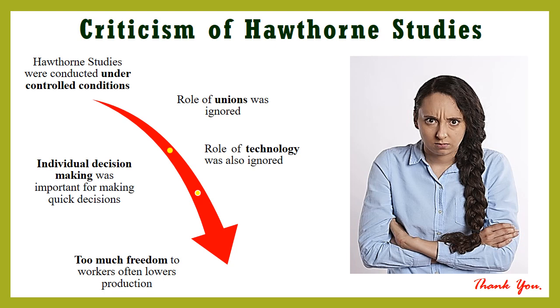Then in these experiments, too much emphasis was laid on group decision making, but it is shown that when quick decisions are to be taken, then individual decision making is the best. The Hawthorne studies also give too much freedom to workers. In reality, too much freedom can lead to low production.